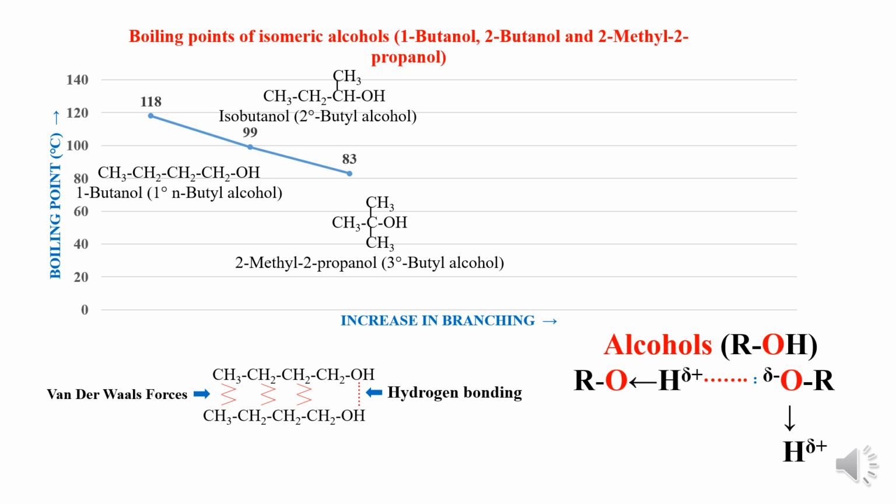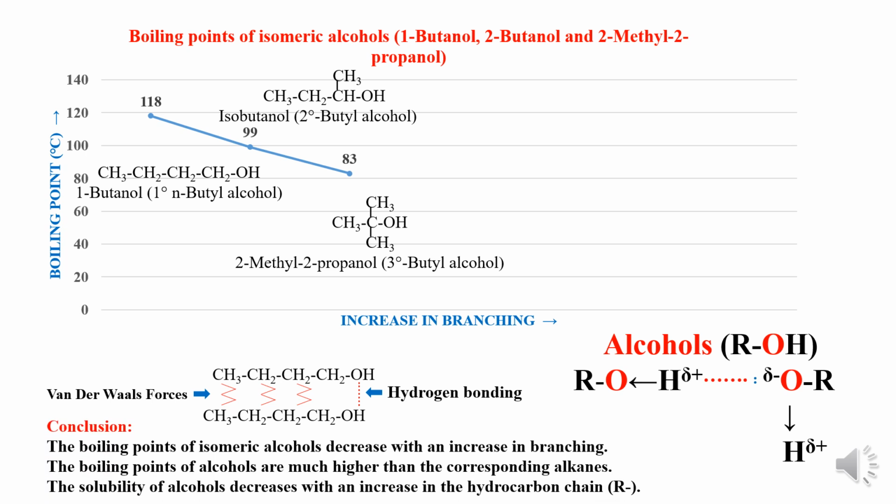Again, there are two forces operative in case of alcohols. One is van der Waals force, the other is hydrogen bonding. So the boiling points of isomeric alcohols decrease with increase in branching. But the boiling points of alcohols are much higher than the corresponding alkanes. For example, 1 butanol has a boiling point of 118 degree Celsius, while butane, its boiling point is 0 degree Celsius. The difference in boiling points between butanol and butane is because of the hydroxy group.